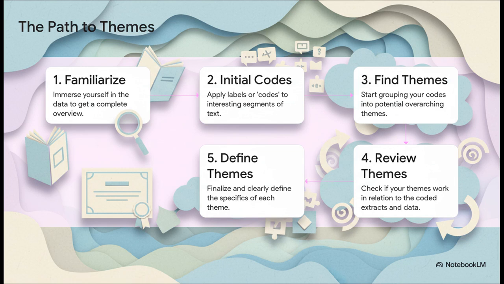This whole process, which is often called thematic analysis, really just breaks down into a few common sense steps. First, you just read everything to get a feel for it. Then, you do that initial coding we just talked about. After that, you start grouping those little codes into bigger picture themes. And finally, you review them, polish them up, and give them clear names.